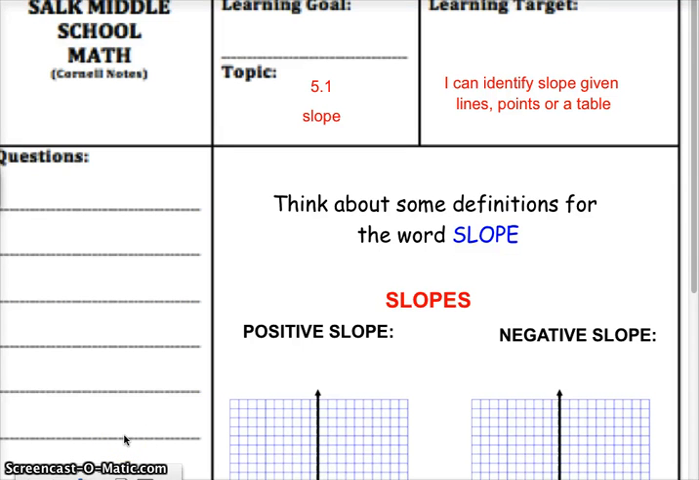We are moving into chapter 5, and chapter 5 is all about linear equations. We're going to introduce ourselves to slope today. 5.1 is an introductory to slope. What you're going to be able to do through 5.1 is identify slope given a line, points, or table. That's your I can target.